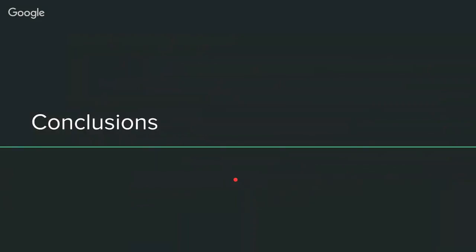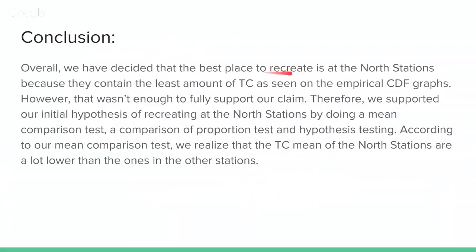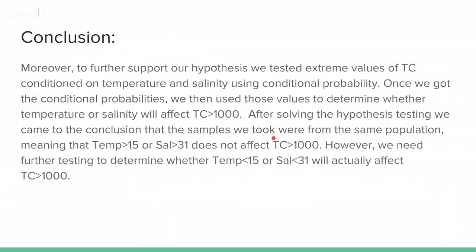So in conclusion, overall, we have decided that the best place to recreate is at the North Stations because they contain the least amount of TC, as seen in the empirical CDF graphs. However, that wasn't enough to fully support our claim. Therefore, we supported our initial hypothesis of recreating at the North Stations by doing a mean comparison test, a comparison of proportion test, and hypothesis testing. According to our mean comparison test, we realized that the TC mean of the North Stations is a lot lower than the ones found in the other stations.